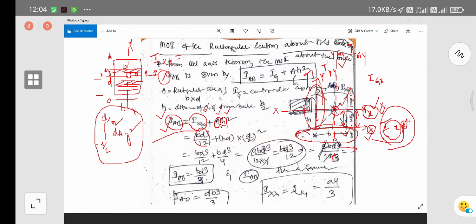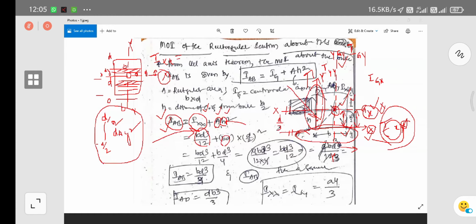You will see this bd cube by 12 plus the area, which is b into d, and what is the height? If you clearly observe in this figure, this is d by 2. Why? Because h is the distance between those two parallel axes. One is the base axis, and the x axis is parallel to it. What is the distance between these two? If the total height is d, this one is exactly d by 2.